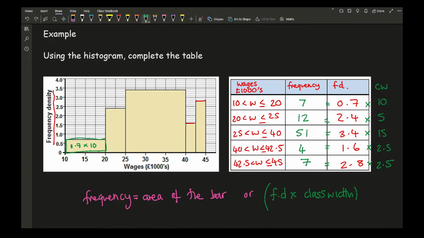Just be wary that a question might ask you specifically for a particular group. A question might ask you how many people earn wages between 25 and 40, in which case the only thing you would need to do is work out the area of this bar.